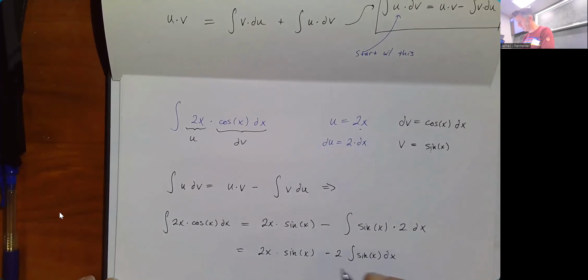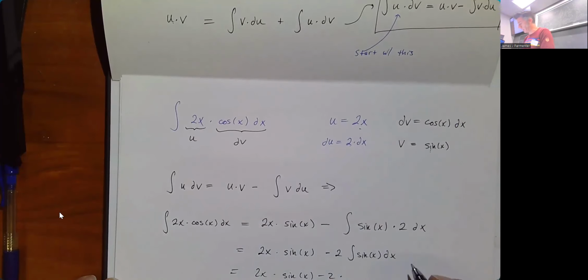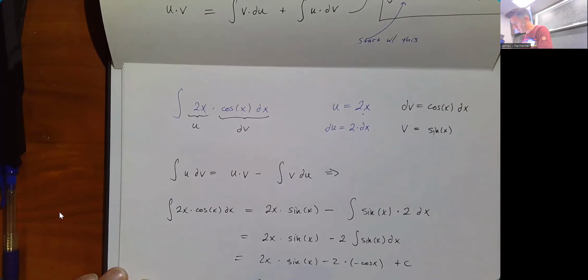I probably could have just skipped that step and said, I know the antiderivative of sine of x is, was it positive or is it negative cosine? Negative cosine of x plus c, and then I should really simplify this as 2x sine of x plus 2 times cosine of x plus c. And that is the antiderivative of 2x cosine of x.